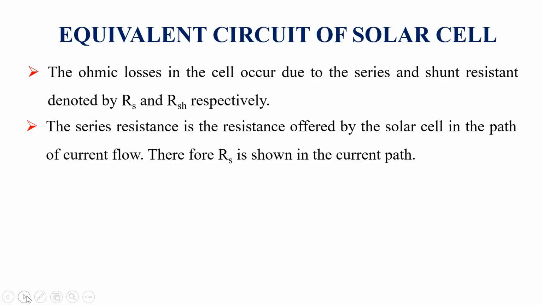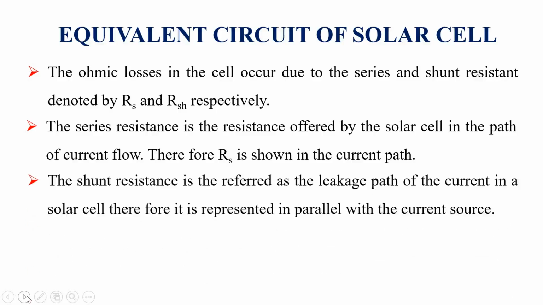The series resistance is the resistance offered by the solar cell in the path of current flow. Therefore, Rs is shown in the current path, which means the series resistance is shown by the current path.